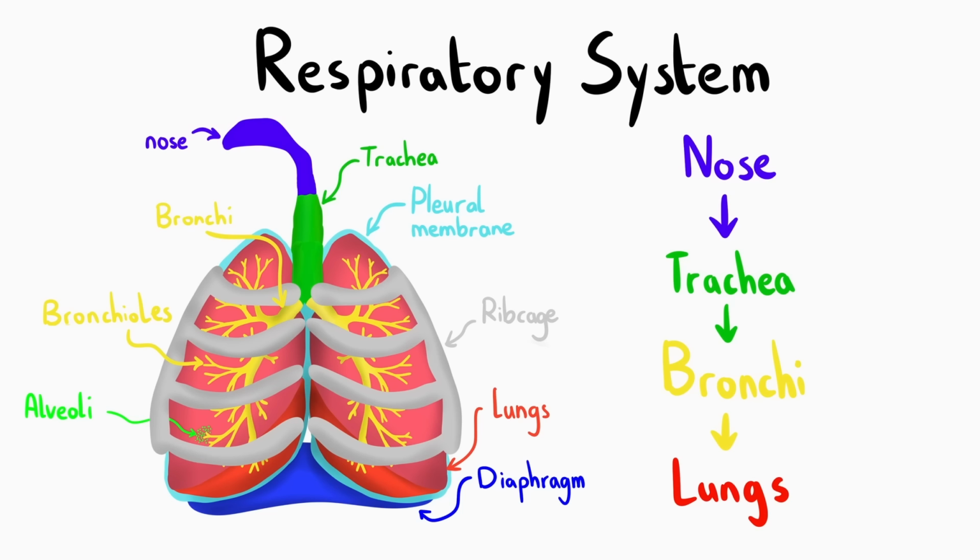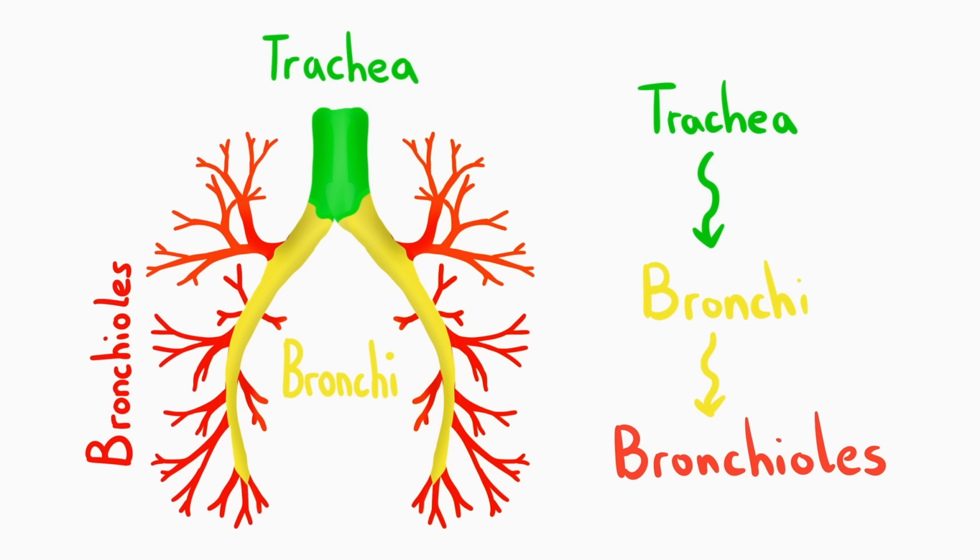When you breathe in, air enters your body through your nose or mouth and travels down the trachea. The trachea then splits into two tubes called bronchi, one leading to each lung. Inside the lungs, the bronchi continue to branch into progressively smaller tubes called bronchioles, similar to how a tree branches into smaller and smaller limbs.